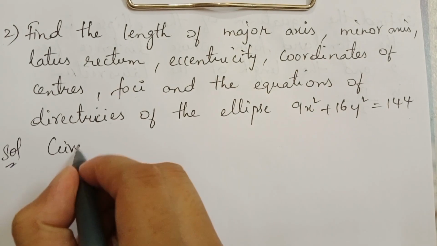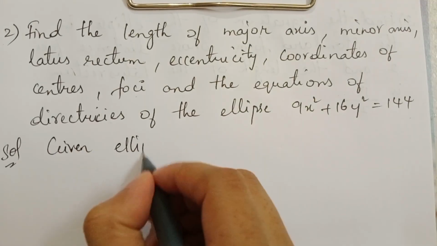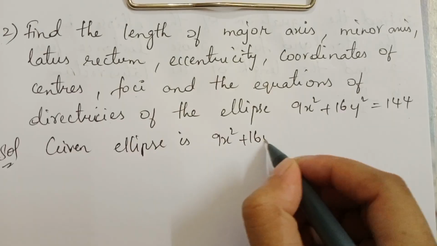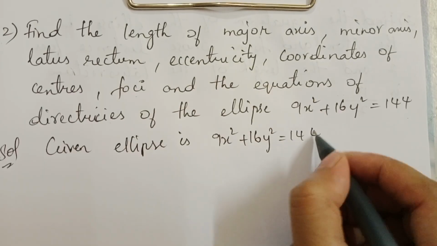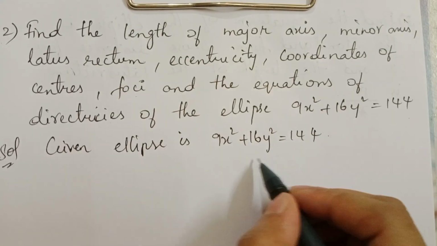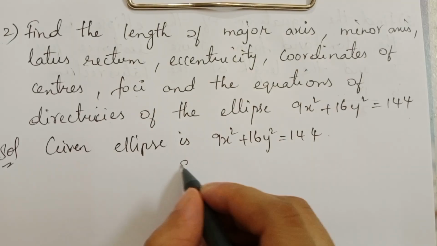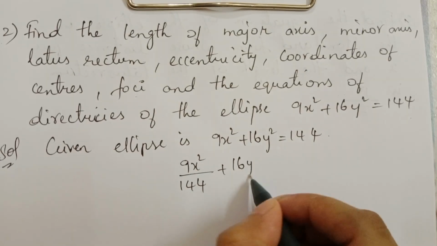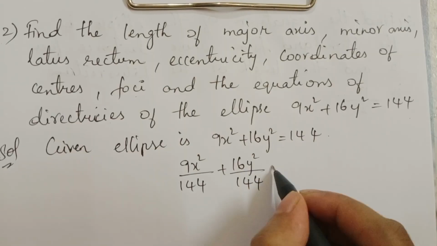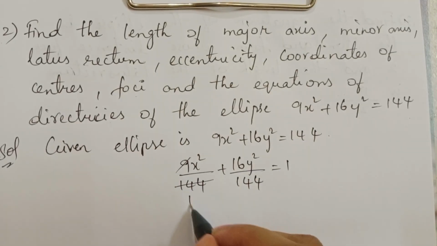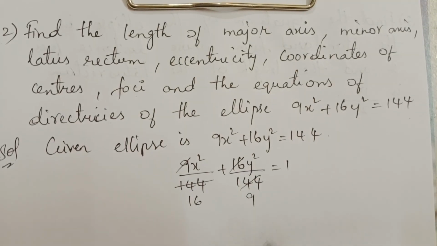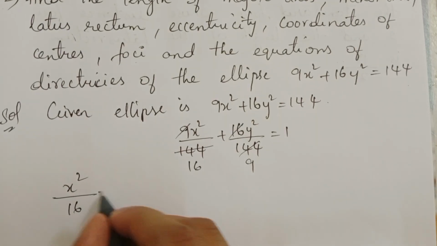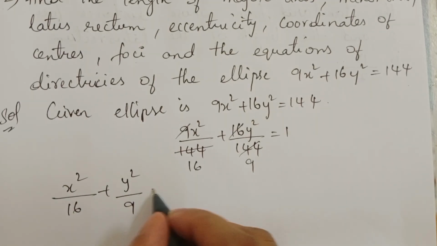So the given ellipse is 9x square plus 16y square equals to 144. Now dividing by 144 on both sides, we'll get 9x square by 144 plus 16y square by 144 equals 1. So it is 9 ones are 9, 16 nines are 144, 16 ones are 16, 9 sixteens are 144. So we'll get x square by 16 plus y square by 9 equals to 1.